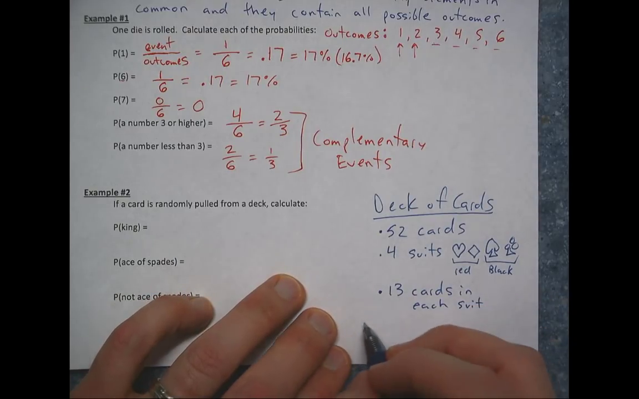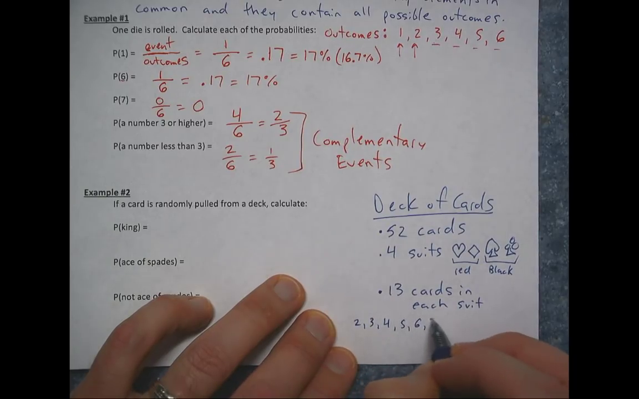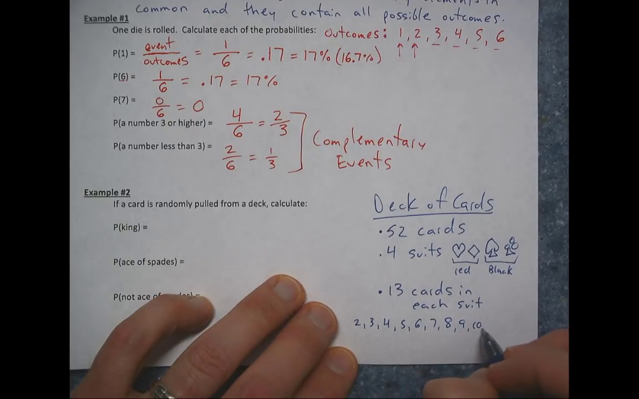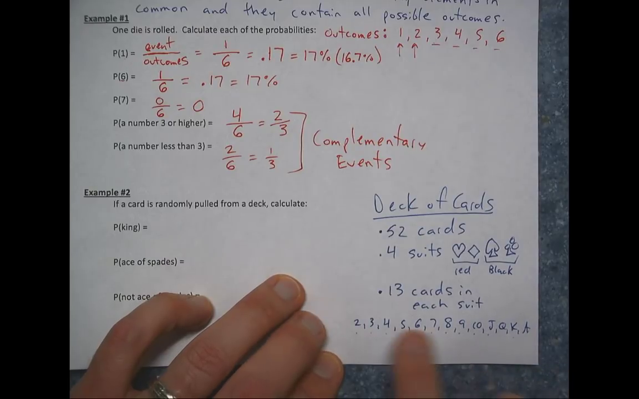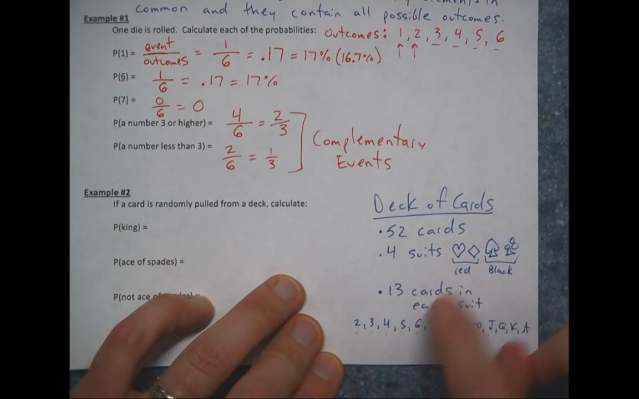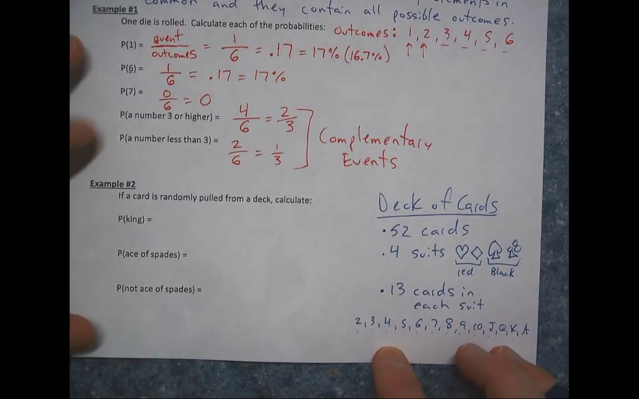So what are those cards? You're going to have a 2 of hearts, a 3 of hearts, a 4 of hearts, 5, 6, 7, 8, 9, 10. And then you have your jack, queen, king, ace. 1, 2, 3, 4, 5, 6, 7, 8, 9, 10, 11, 12, 13. So 13 hearts, 13 diamonds, 13 spades, and 13 clubs. Okay, so there's your deck of cards.